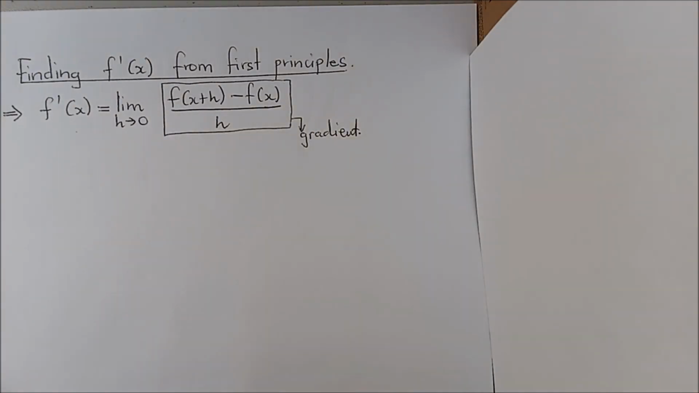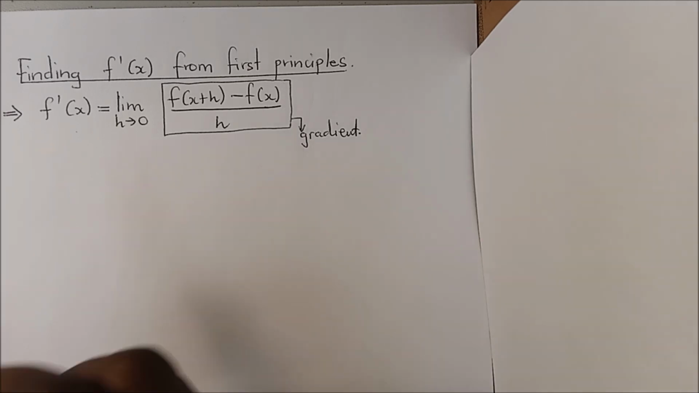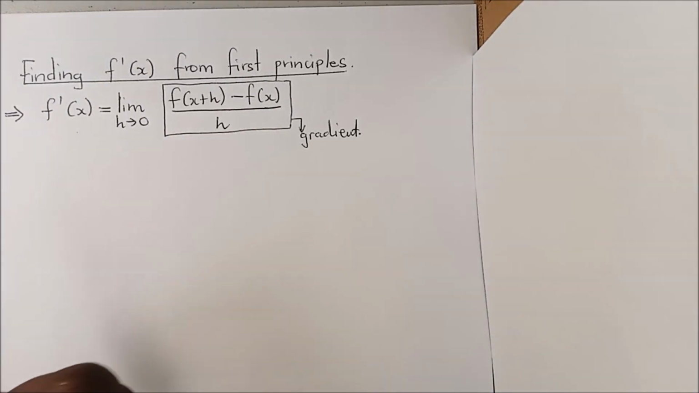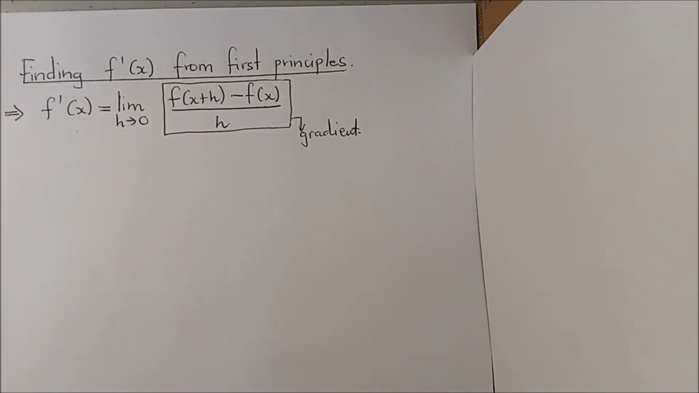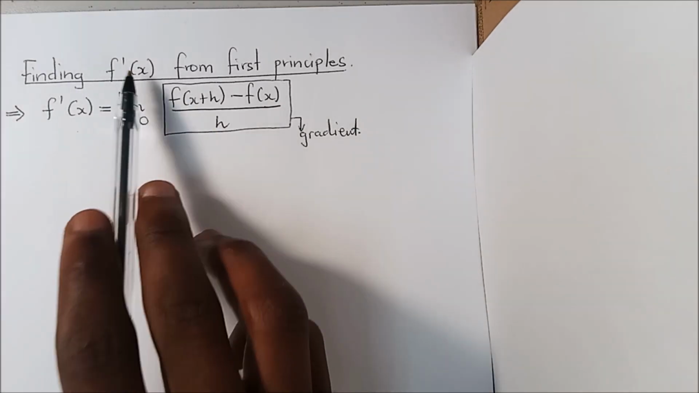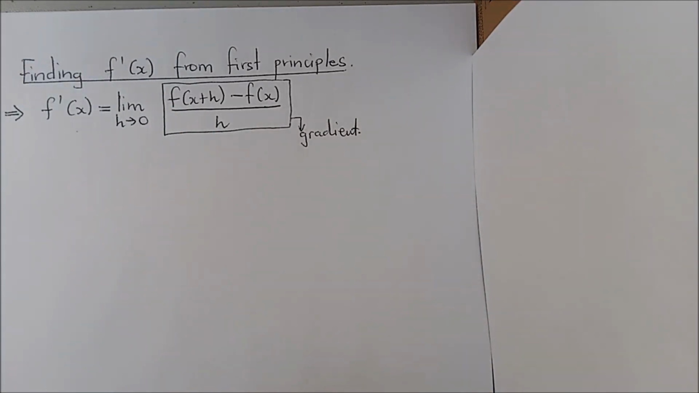First principles. So what in the world is this thing? We are trying to find the gradient of the tangent at a certain point. So how do we do that? We use first principles. Grade 12, this is the formula. You'll get it from your information sheet. So now, we have four curves that we will find the first derivative of using first principles.